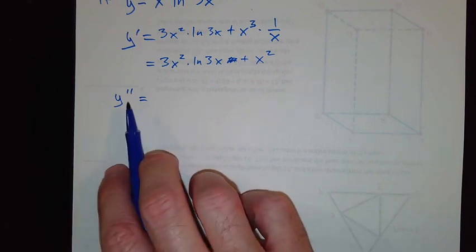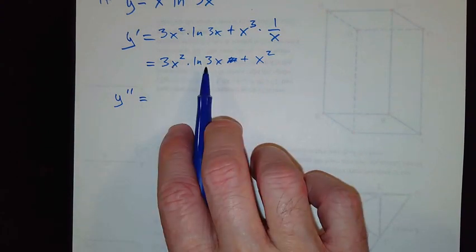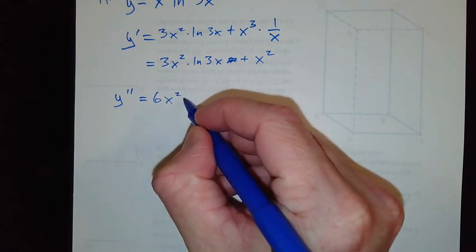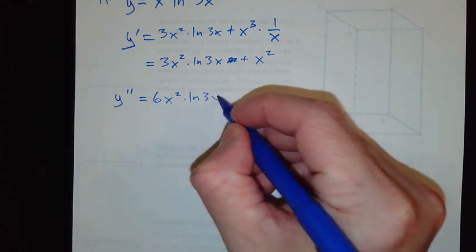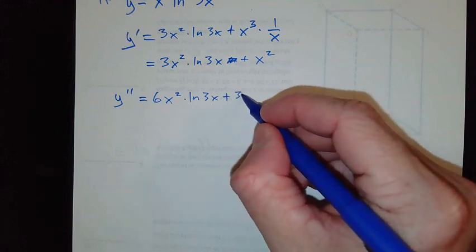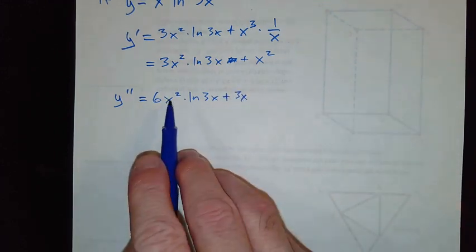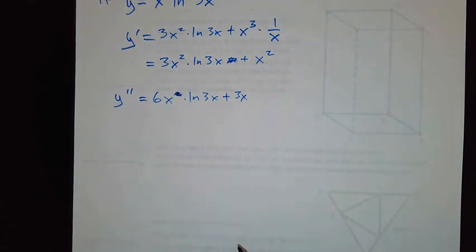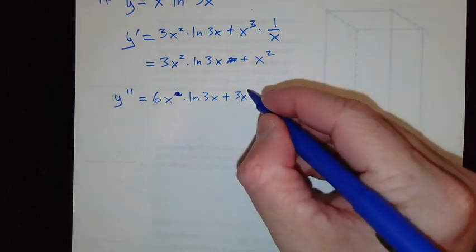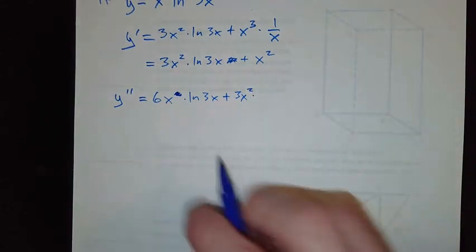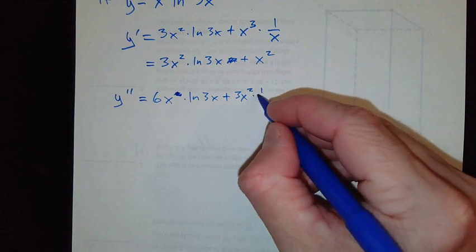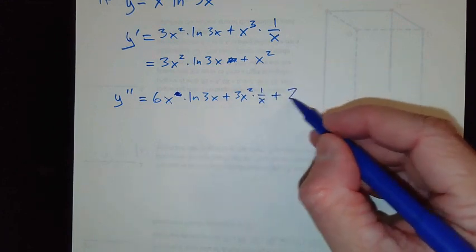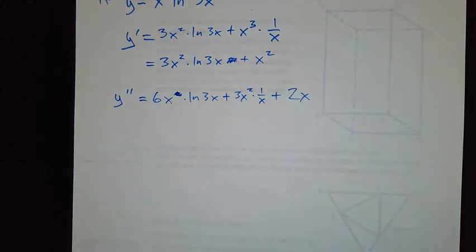Moving along, the second derivative, I will now do, again, product rule here. I've got the derivative of 3x squared times natural log of 3x plus 3x. Sorry about that. The derivative of 3x squared is just 6x. So that's 6x to the first times 3x. And then 3x squared times the derivative of the natural log of 3x. We already said that was 1 over x. Plus the derivative of x squared, or 2x.